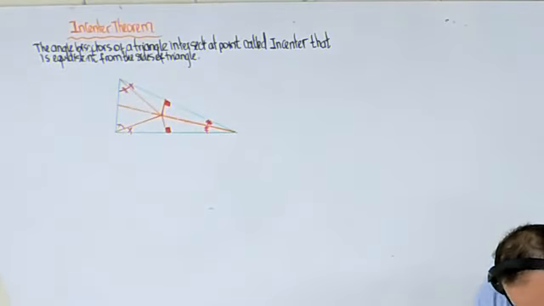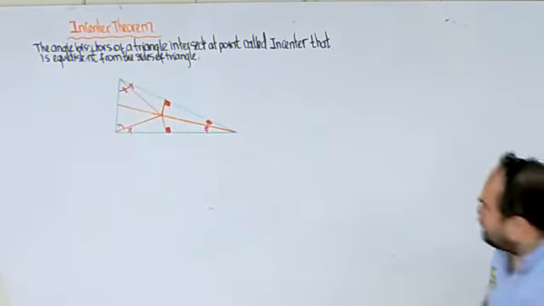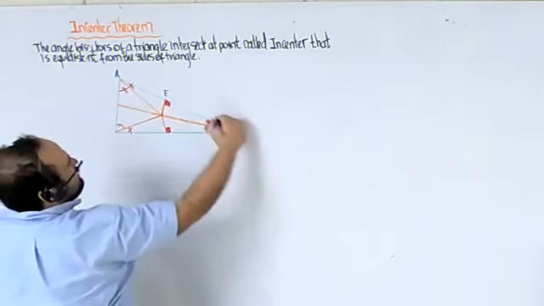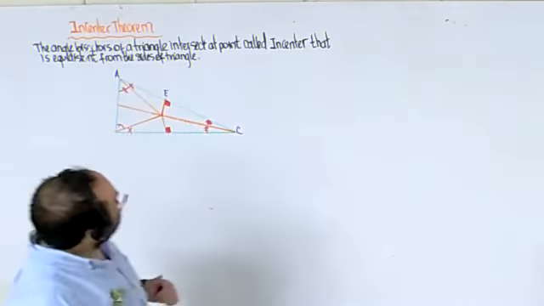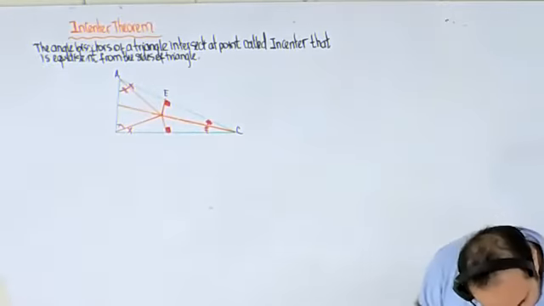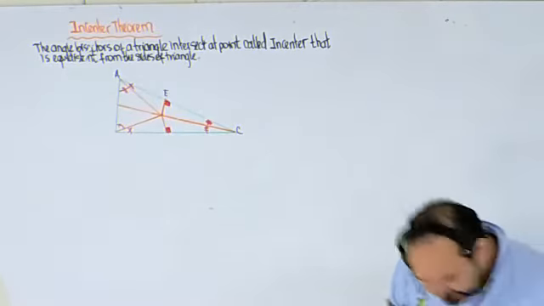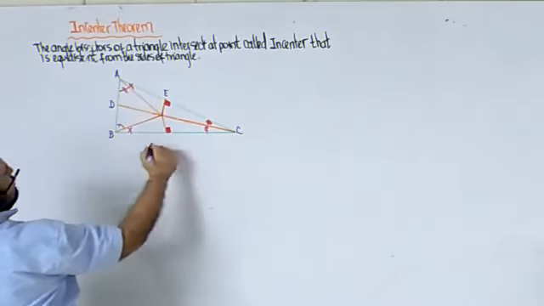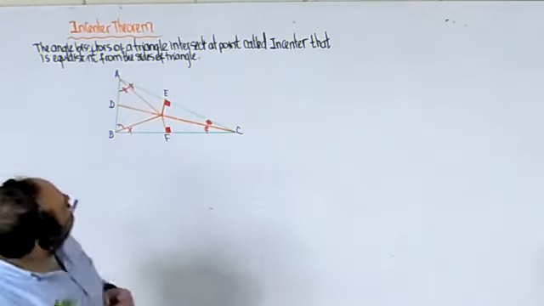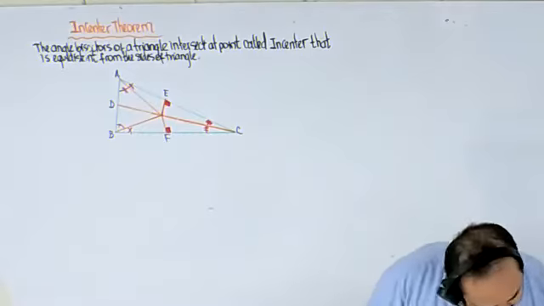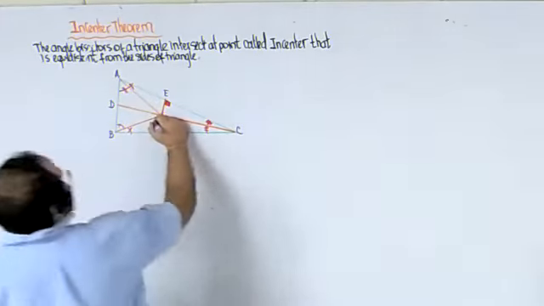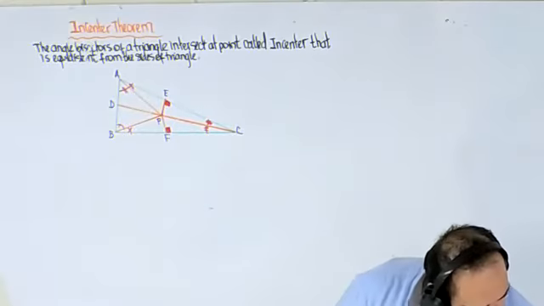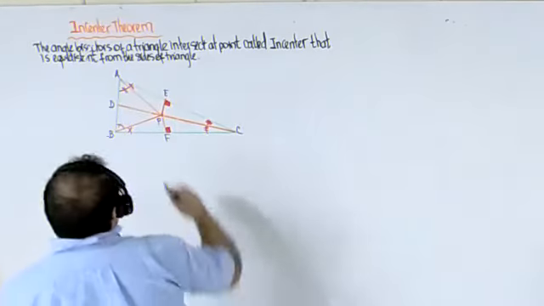Okay. A, C, E. A, E, C. D, B, F. And we got the point B. And this is going to be a black point. I'm going to use the black one.